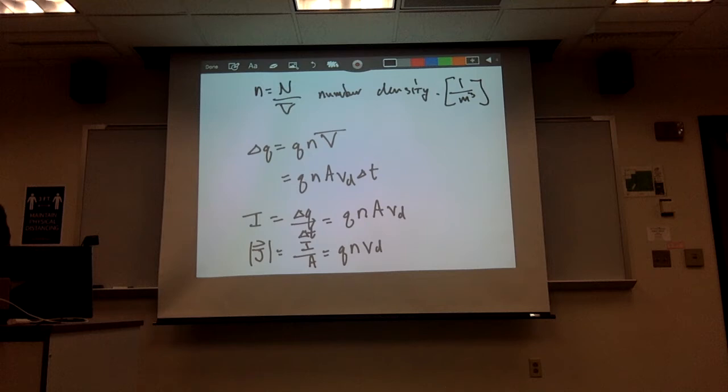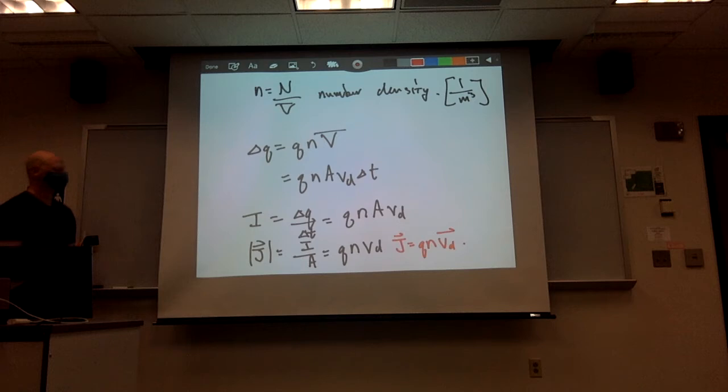Which means if I wrote this in a vectorial form, this then tells me that the current density is equal to the charge times the number density times the drift velocity, where the drift velocity is written as a vector. So what does this say?